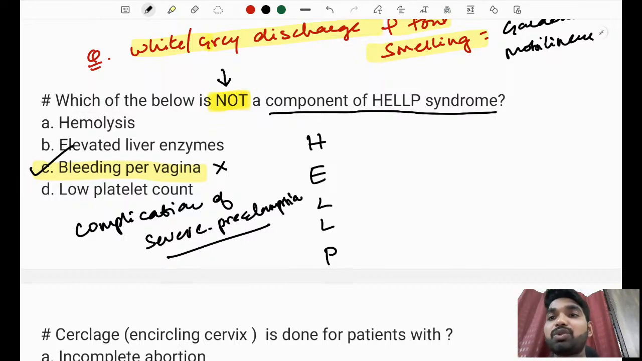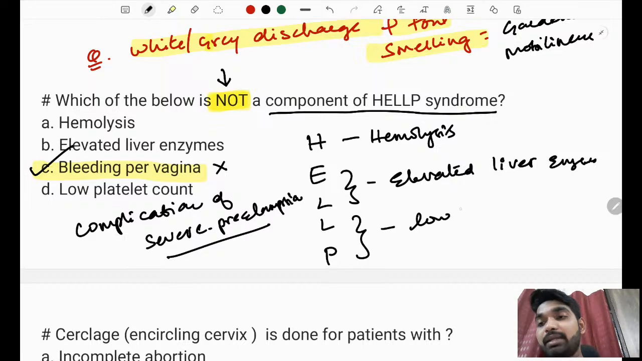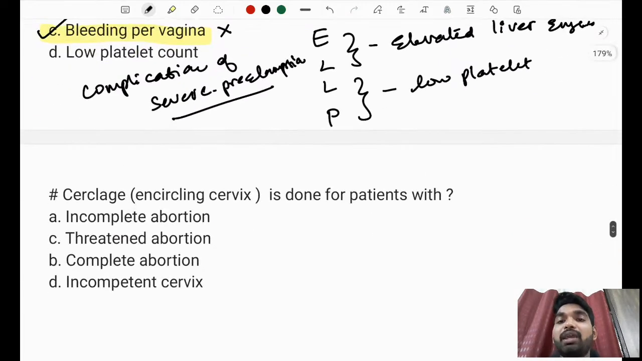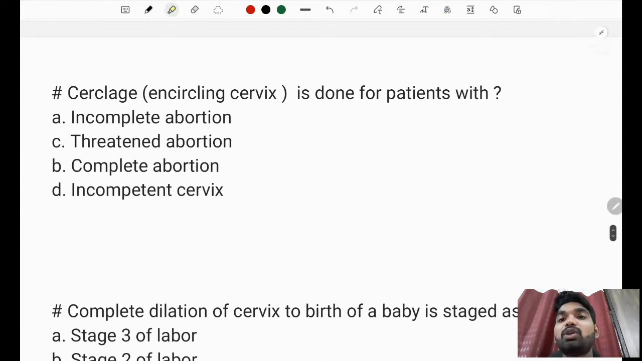What is HELLP syndrome? The abbreviation is: H stands for hemolysis. EL stands for elevated liver enzymes, your SGOT, SGPT, everything is raised. LP, low platelet, that is thrombocytopenia. So these are seen in case of HELLP syndrome. Next, they are asking you what cerclage is done for patients with.